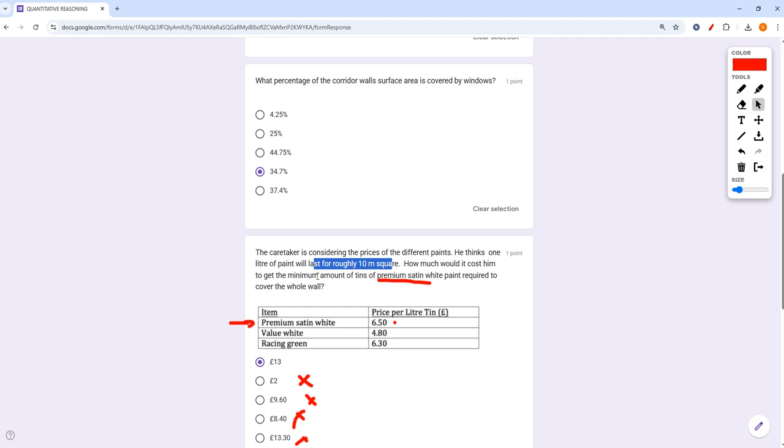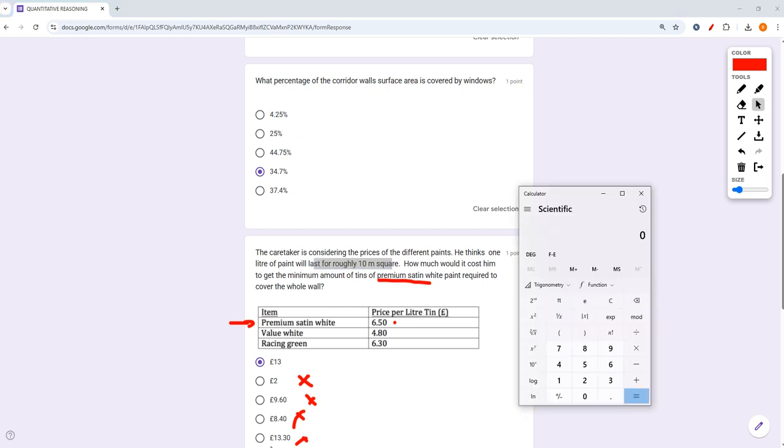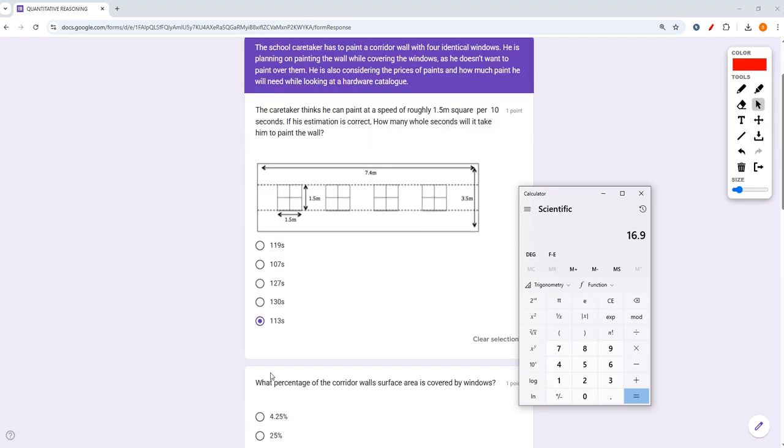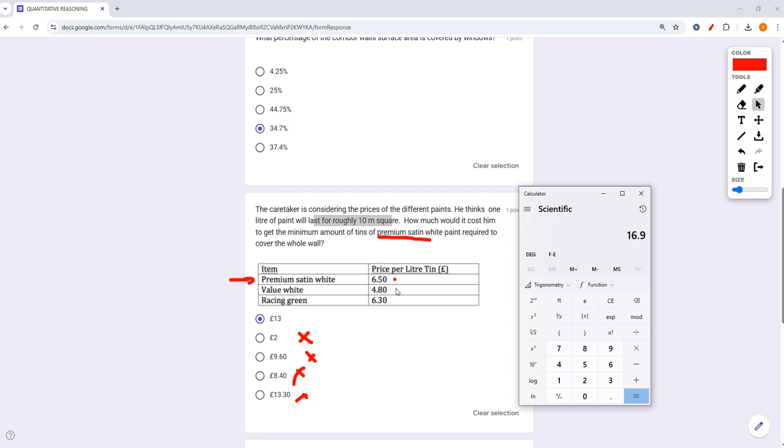A caretaker is now doing the long-winded way. So how much would it cost him to get the minimum amount? So how much is the overall? If you remember, the overall was 16.9. We worked out 16.9 was the net area of this whole wall. Net area 16.9. Premium satin.